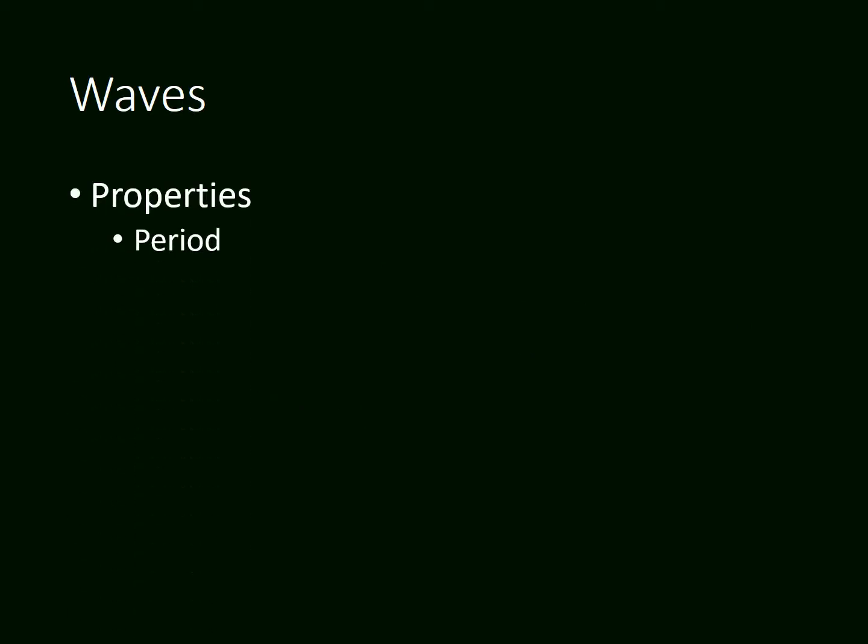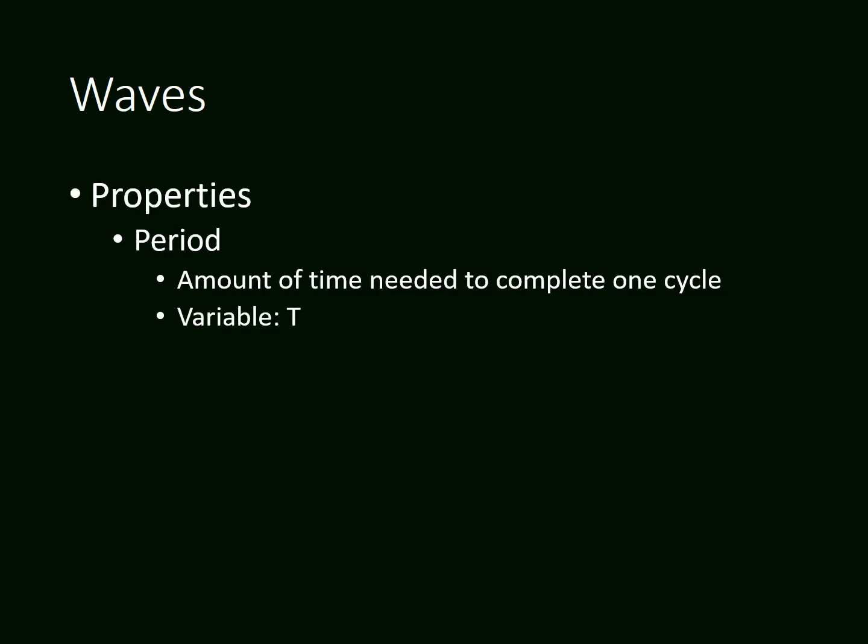The next property is period. Period is the amount of time needed to complete one cycle, so the amount of time to go from the start of one wave to the start of the next wave. Since period is a type of time, we use a specialized version of the variable for time with a capital T. The unit for period is typically going to be seconds. It could be some other form of seconds like milliseconds, but usually we're just going to stick with seconds because it makes it easier.